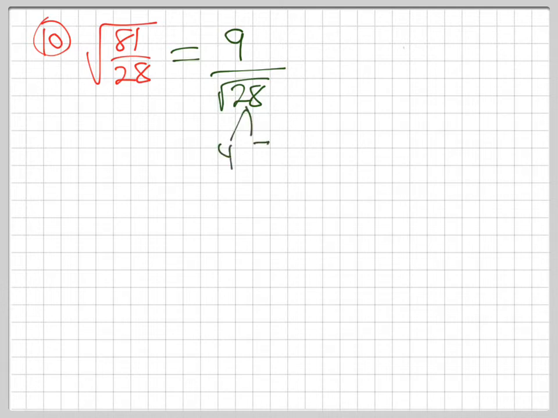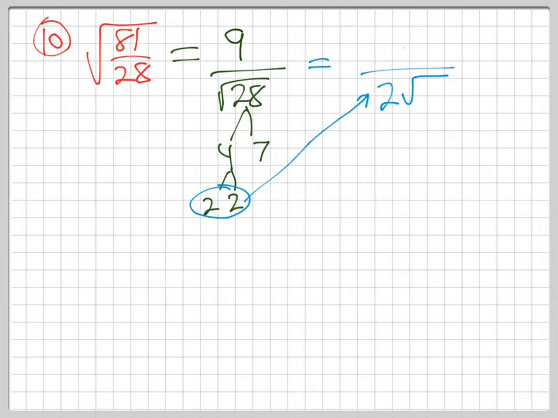Now the bottom, 4 times 7, 2 times 2. So that's 2 2s inside. Sends 1 2 outside. What's left inside? 7. That's 7. So we've got 9 over 2 root 7. Can we stop there? No, what's wrong with it? It's on the bottom. Got a root on the bottom, huh?